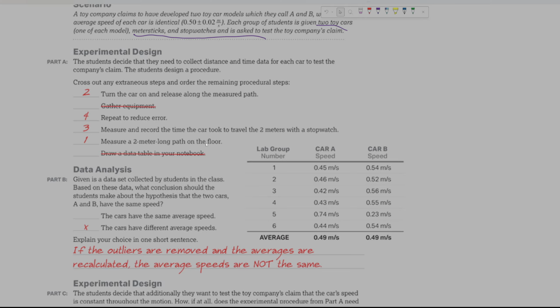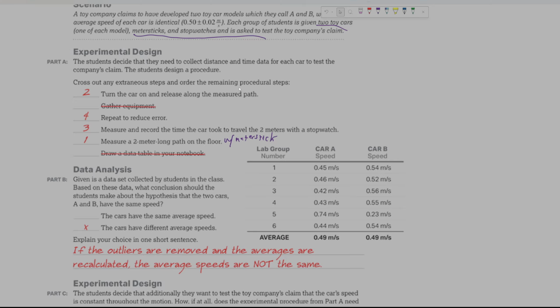So then we take these and what makes sense. Measure a 2-meter long path on the floor. Now they didn't say what to use, and I actually don't like that. I would have included using the meter stick somehow in there. That's not included as an option, but I would have put it in there. And you should too. We'll work on that throughout the year. I would always include the tool that you're using to make the measurement.